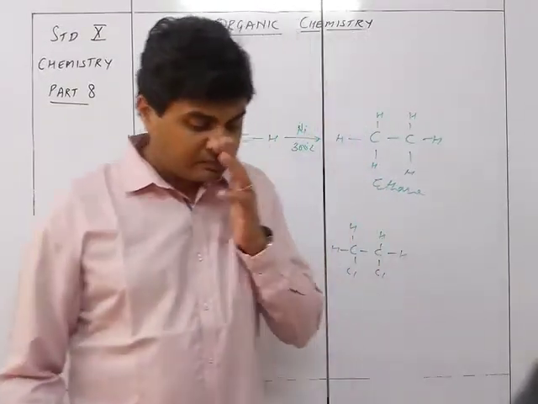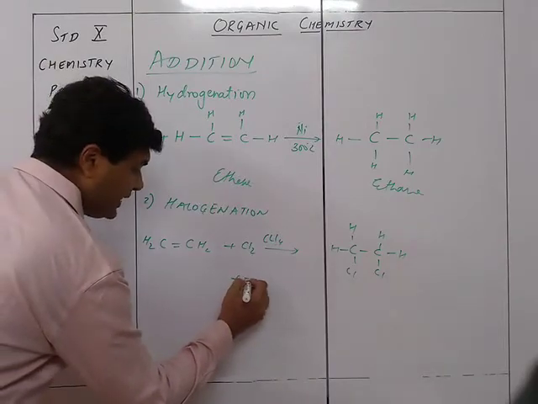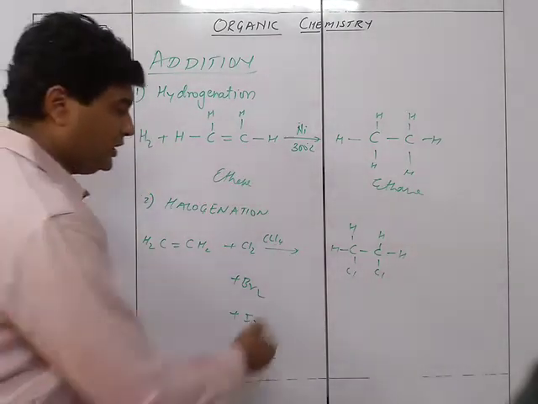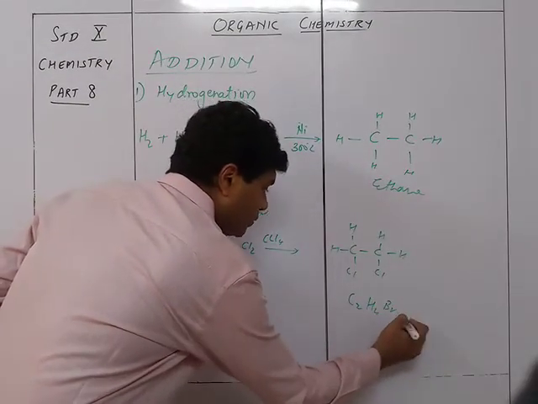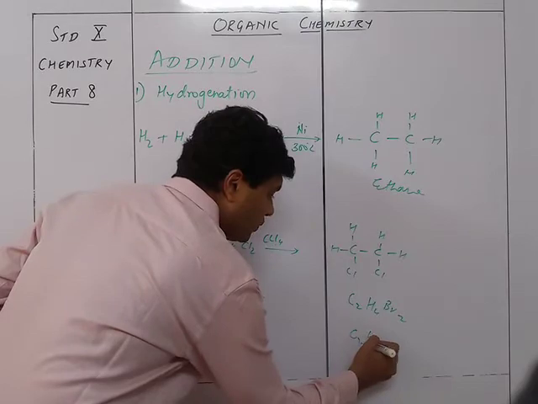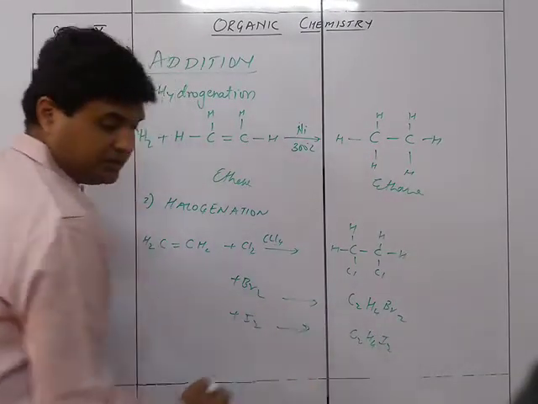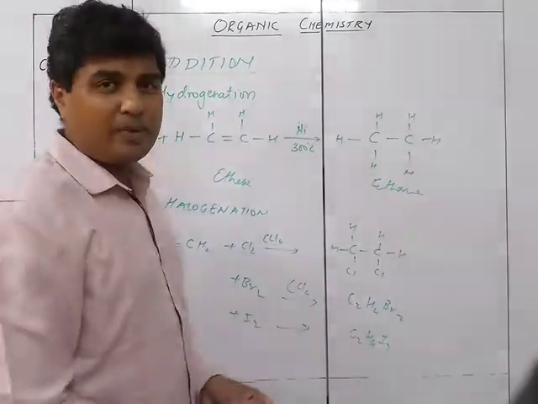And the same thing would be in case of Br. So instead of this, if it is Br2 or I2, it is going to give the same effect. So this will become C2H4Br2, or it will become C2H4I2. This is the end product of all these reactions. In all the cases, the solvent is carbon tetrachloride.